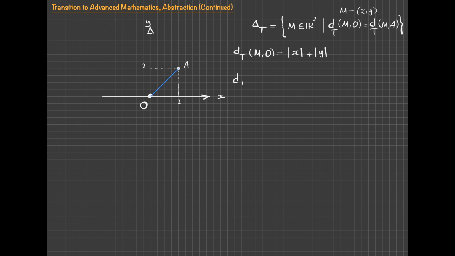But this time, if I want to find the distance from M to A, this becomes absolute value of X minus the X coordinate of A, which is 2 in this problem, plus the absolute value of Y minus the Y coordinate of A, which is 2 again. And if I put them equal together, then what happens? Absolute value of X plus absolute value of Y becomes equal to absolute value of X minus 2 plus absolute value of Y minus 2.